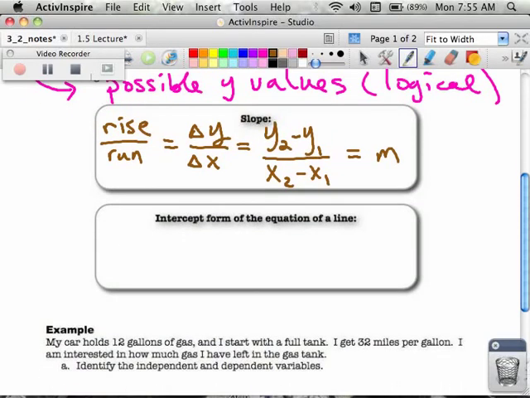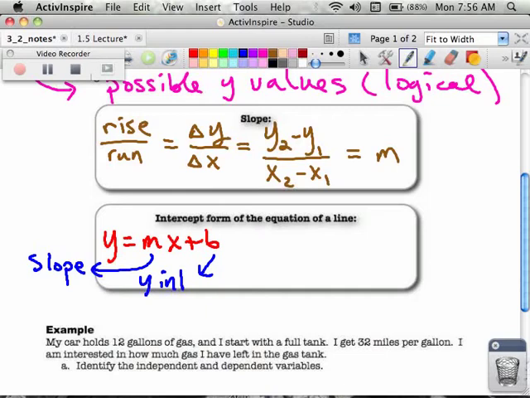And then the last thing before we get started on some samples here is what is an intercept. When you're talking about the intercept form of a line, one of the things that's important to note is that we usually write down the equation of our line as y equals mx plus b. And this m thing, this is our slope. And this b thing, this is our y-intercept.